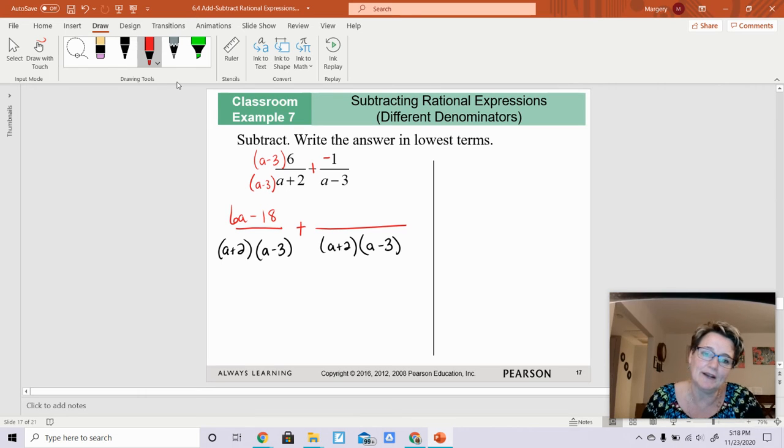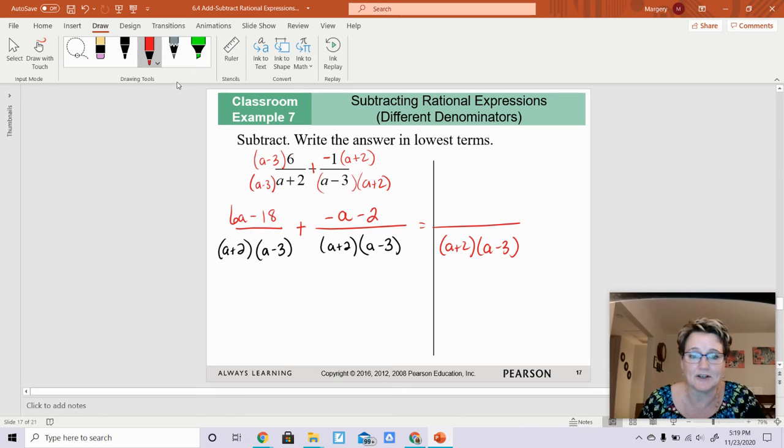Now, same thing over here. It's missing an a plus 2. Whatever you are missing here, you're going to multiply it up here as well. Negative 1 times a is a negative a. Negative 1 times 2 is a negative 2. Now, the common denominator is a plus 2, a minus 3.